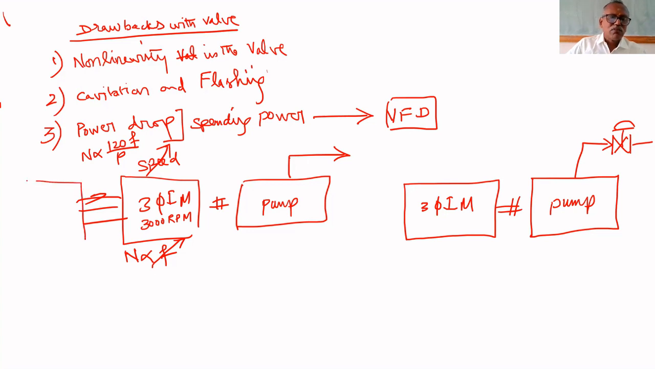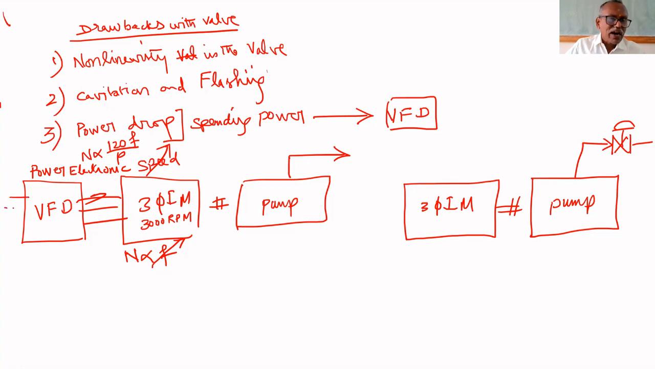For that, you can use a variable frequency drive. Variable frequency drive is a power electronic device. What is the difference between electronics and power electronics? Electronics means low voltage, low current. Power electronics means high voltage, high current. If electronics handles high voltage, high current, then it is called power electronics because it handles 440 volt. That's why it is a power electronic device.